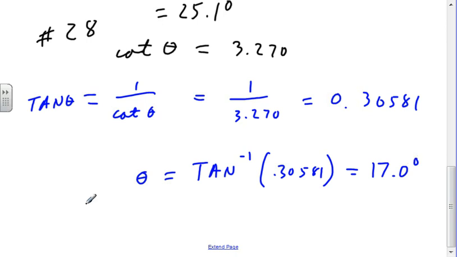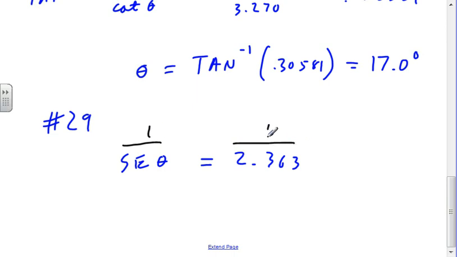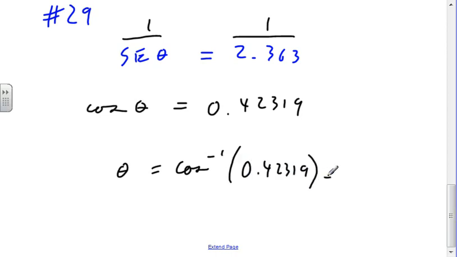We'll do the secant guy next, number 29. So I got secant theta 2.363. I'm going to divide them by 1, and I'm going to get that the cosine of theta is 1 divided by 2.363, 0.42319, and theta is the arc cosine 0.42319. Arc cosine, second function answer, 65.0 degrees.